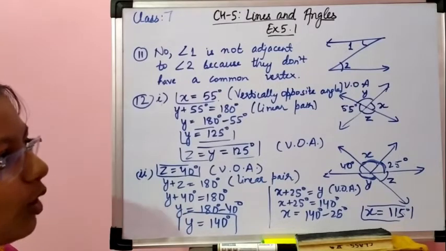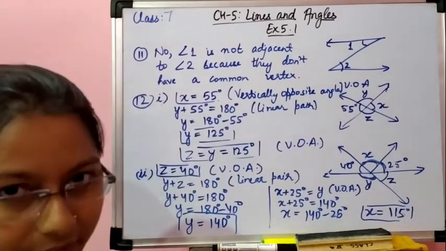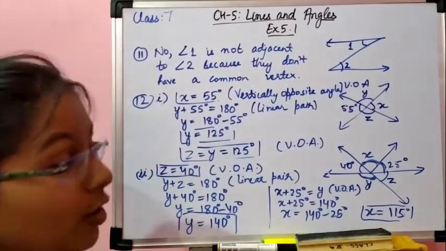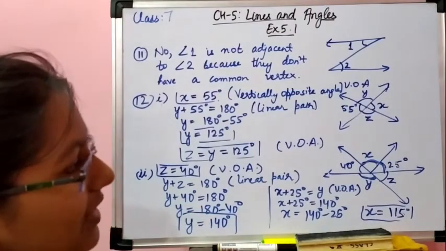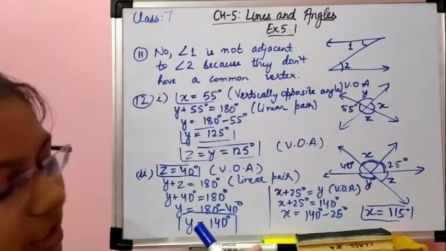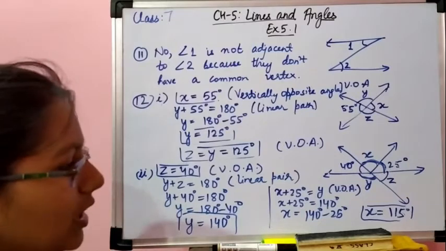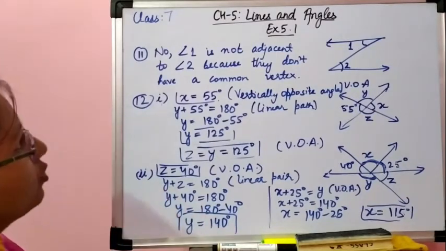So I hope that you all have understood that if a pair of intersecting lines are given, then you can use vertically opposite angle and linear pair to find out the value of unknown angles. And it's very simple. For vertically opposite angles, you just have to identify where the two lines are intersecting. And for linear pair, just find out that line and the angles will be in linear pair. Now we will do the next question.